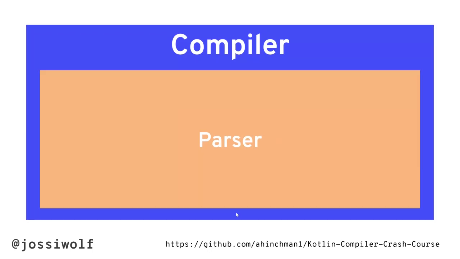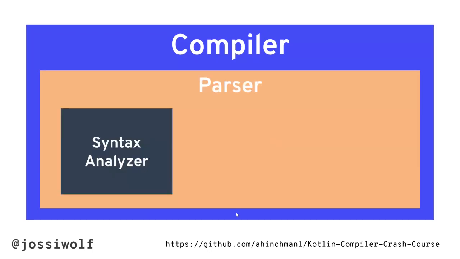Let's talk about the parser for a little bit. There are two main components in there. The parser analyzes the syntax after it gets the tokens from the lexer, and it creates an AST. AST stands for abstract syntax tree, and it's basically a representation of the syntax and of the elements within the Kotlin compiler.